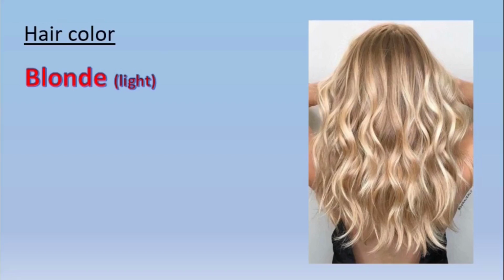Blonde. Blonde is a yellow color. Her hair is blonde. She has blonde hair. Since it's yellow, it is a light color, so we would use light blonde. She is light blonde. She has light blonde hair.